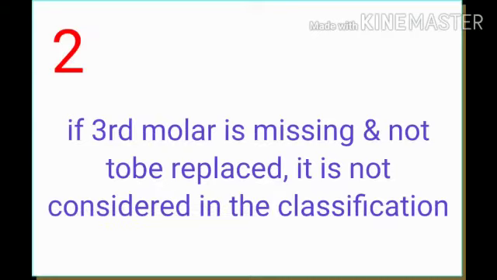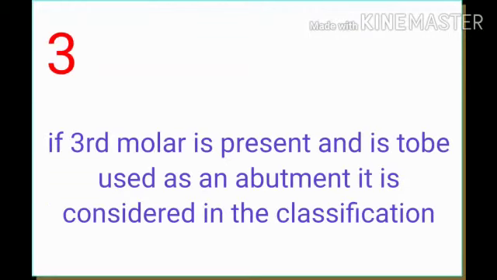The second rule is that if the third molar is missing and if the patient is not willing to replace it, then it is not considered in the classification. The third rule is if the third molar is present and if it is to be used as an abutment, then it has to be considered in the classification.